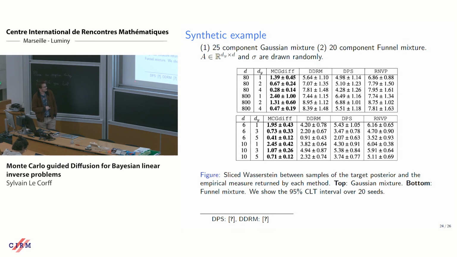Now, a few experiments. As you understood, I didn't run the experiments, so I won't talk too much about it. The interesting thing, in my opinion, is that it's always using a toy example where we know the truth. In this case, the top one is a mixture of Gaussians, and here it's a funnel distribution, which is another standard toy model to test generative models.